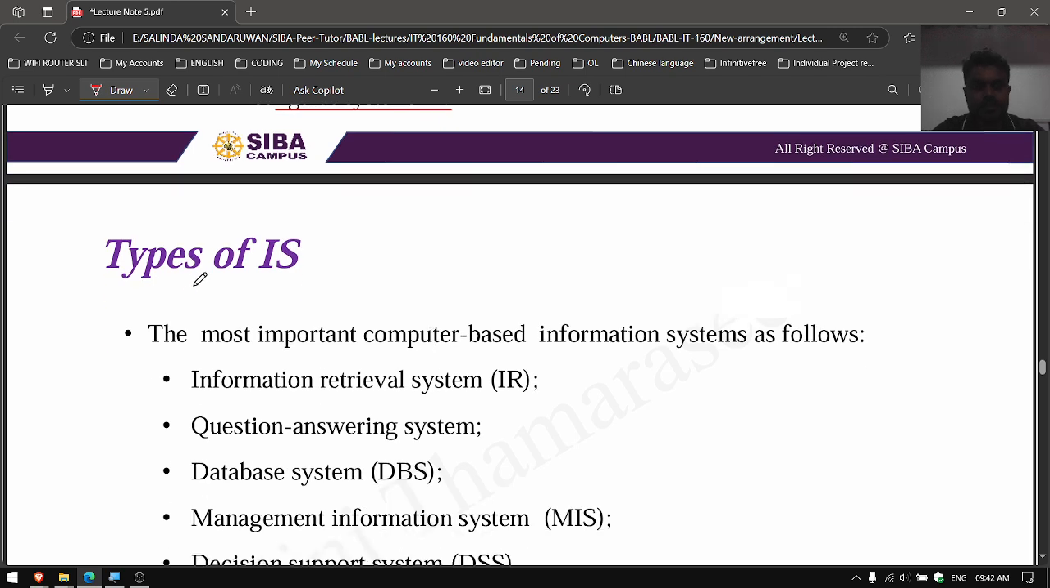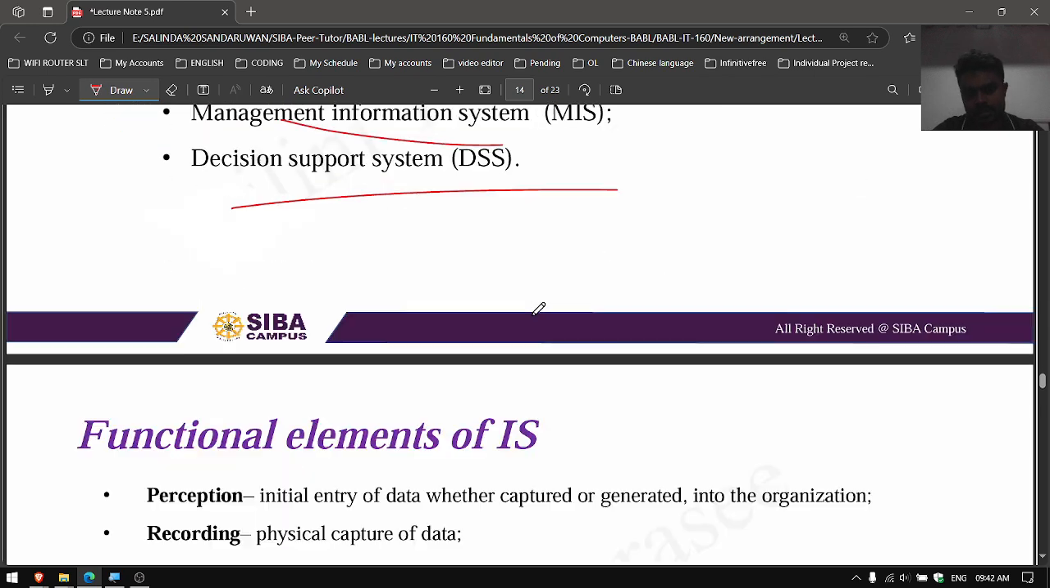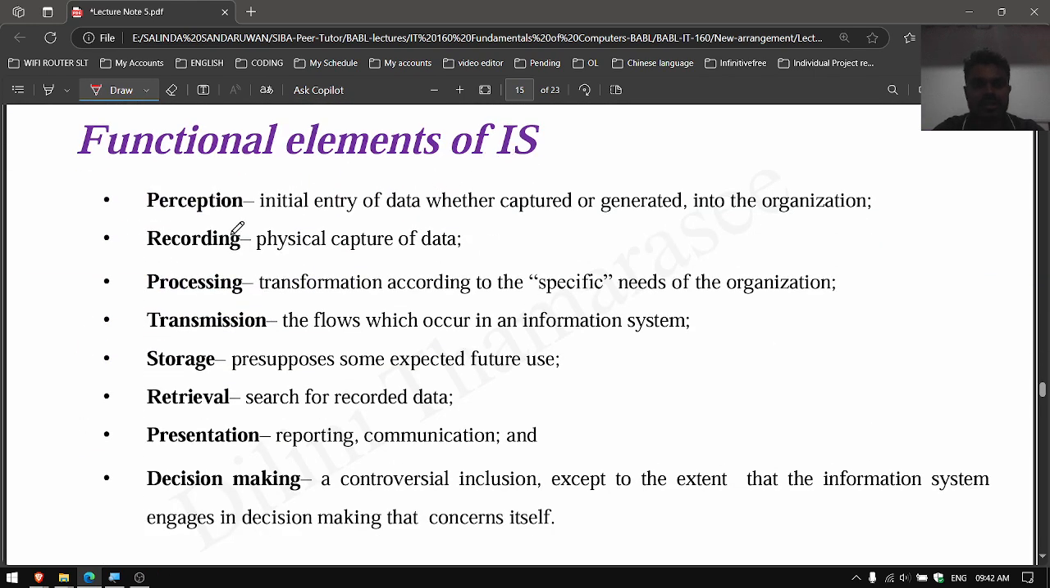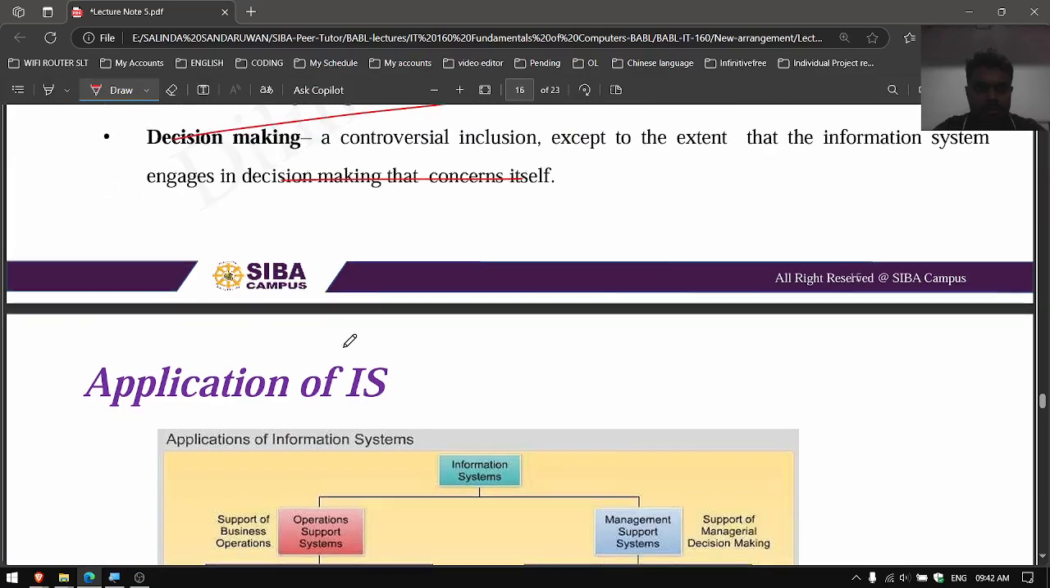And then types of IS continued. Information retrieval system, question answering system, database system, management information system, and decision support system, DSS. Functional elements of IS, yes. Perception, initial entry of data, whether captured or generated into the organization. And recording, physical capture of data. Processing, transmission, so how the information is passed from one user to the other user in the system. Storage, how to save them. Retrieval, presentation, and decision making, how the information is used in the decision making process.